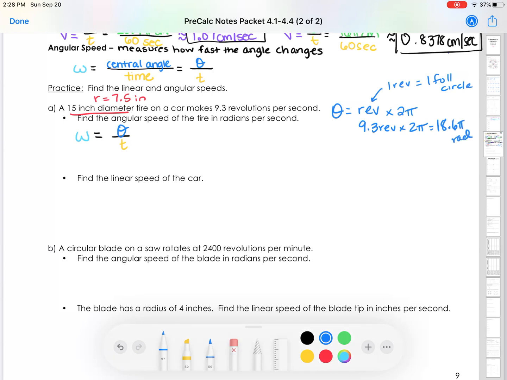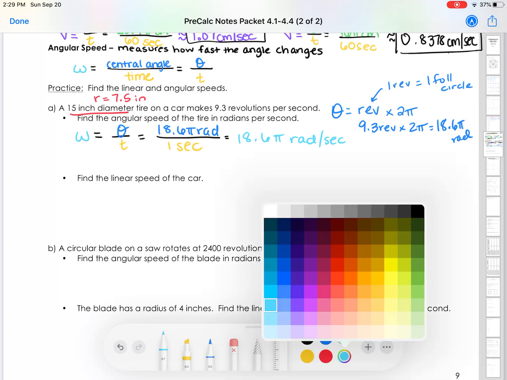All right, so we're going to use that information. We have 18.6 pi radians. The time we're looking at here is how long it takes for us to move that many radians. So we're moving for 1 second. Then we make that division, and it's going to give us 18.6 pi radians per second.